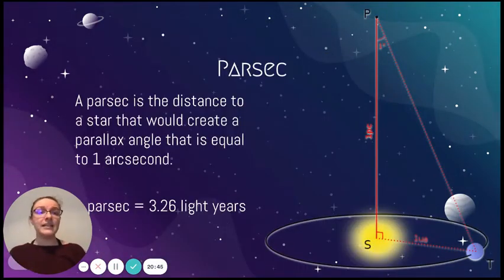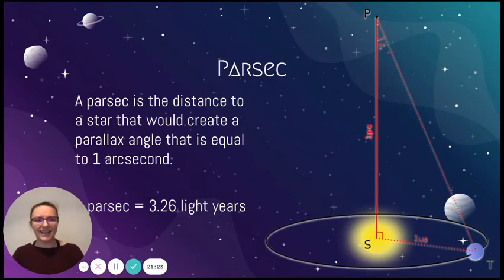A parsec is the distance to a star that would create a parallax angle of 1 arc second. It is a parsec because it is a parallax second. If I had a parallax angle of 1 arc second, then I would have a star that was 1 parsec away. 1 parsec is about 3.26 light years, so they're pretty similar scale, and astronomers will use those interchangeably. Maybe more often parsec for things that are farther away because it's a slightly larger scale.